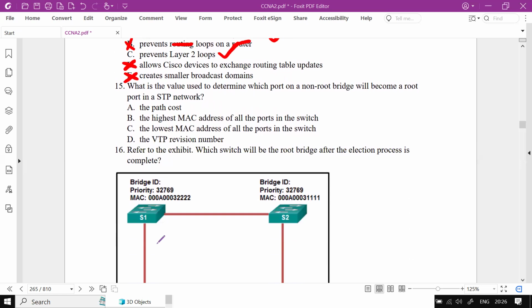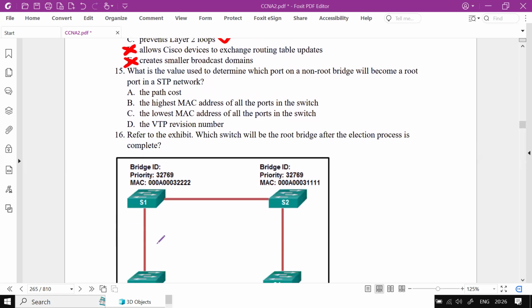What is the value used to determine which port on a non-root bridge will become a root port in an STP network? The cost. This one. The cost is the value which is used to determine which port becomes the root port, and the port which has the lowest cost to get to the root bridge becomes the root port. So the path cost is what is used.